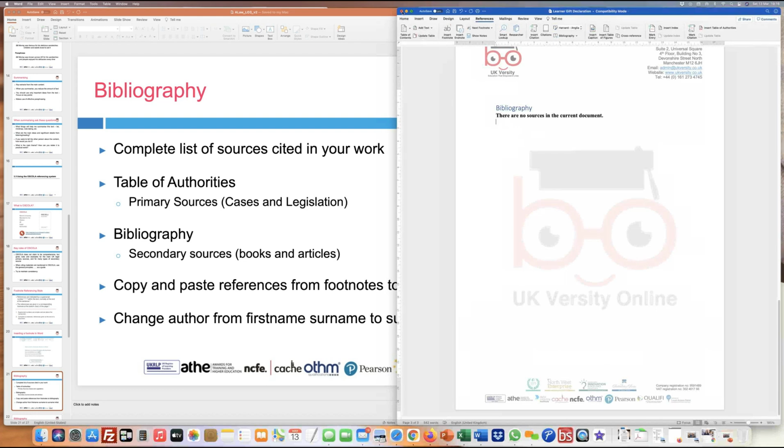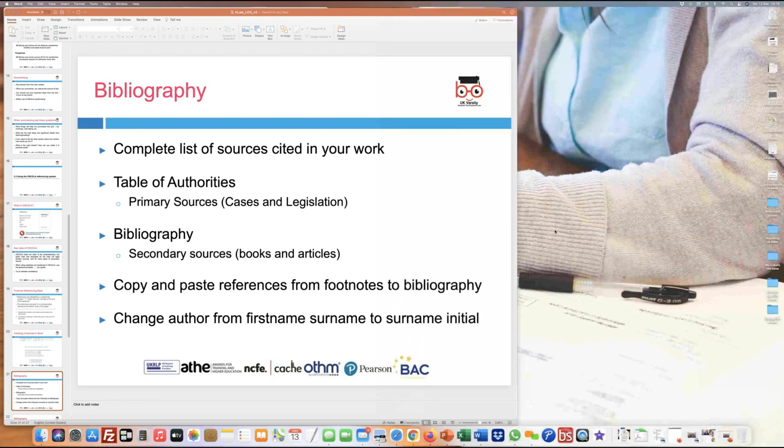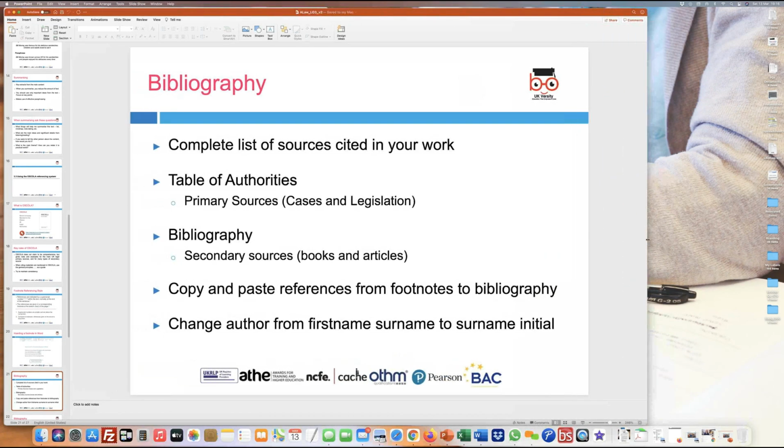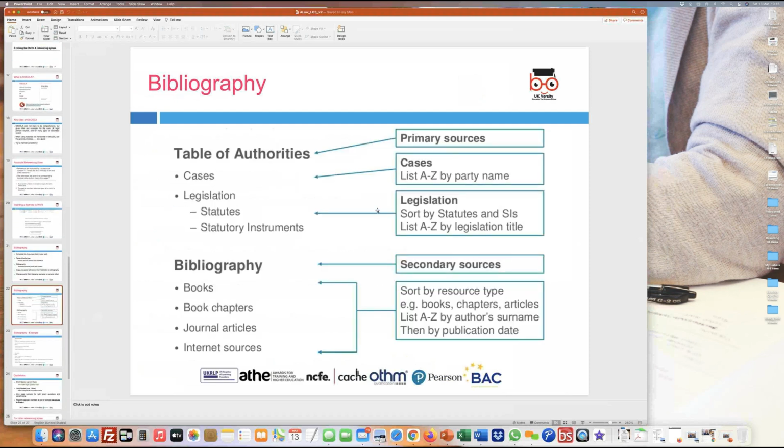So a bibliography is essentially a list of all secondary sources that we have used, which could be references from books, articles, journals, websites, and they are all compiled in alphabetical order in order to back up the data that you have presented in your report. Is that okay?